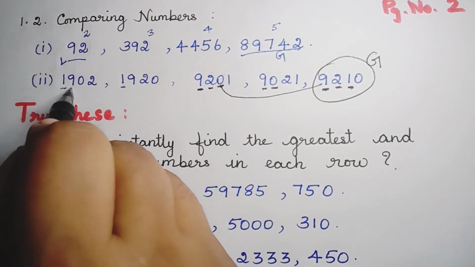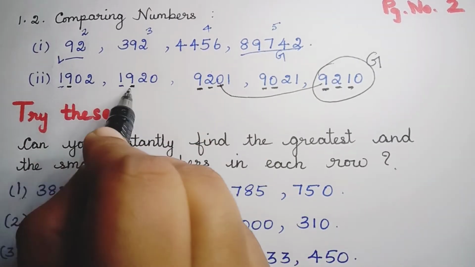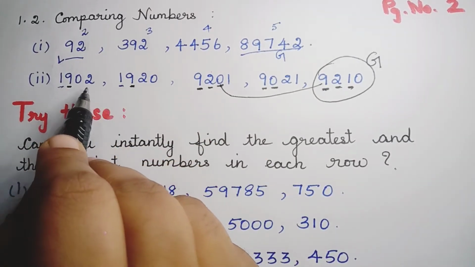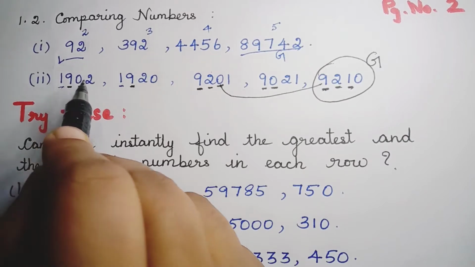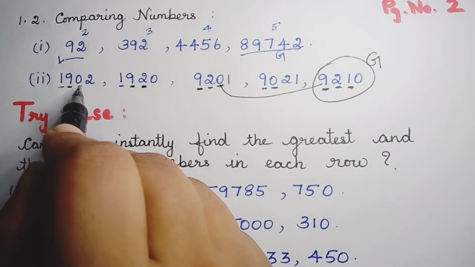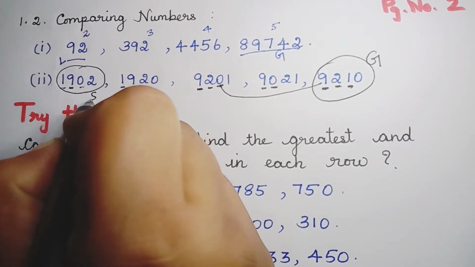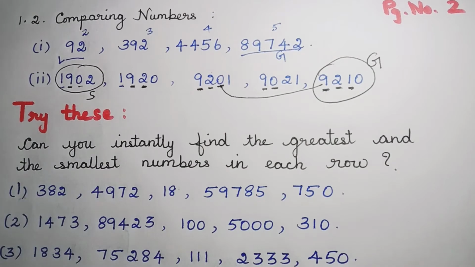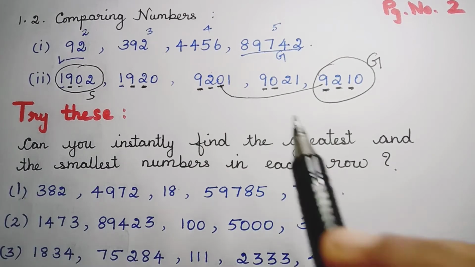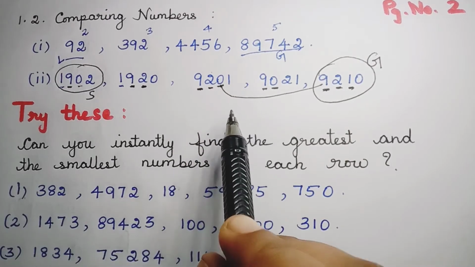Compare the next digit. This is 9 and this is 9. So both the digits are the same. So you have to move to the next digit, which is 0 and 2. Which is the smallest digit here? 0. So this is your smallest number. So this is the concept: you have to compare each digit one by one.